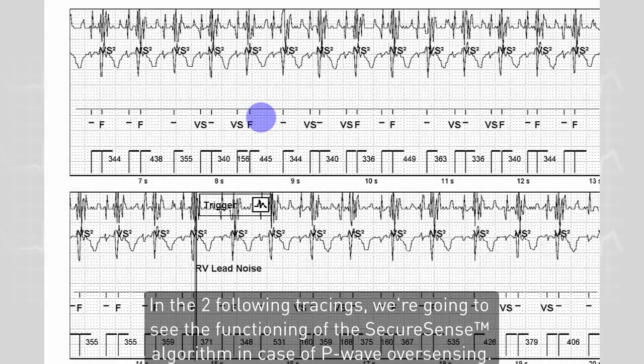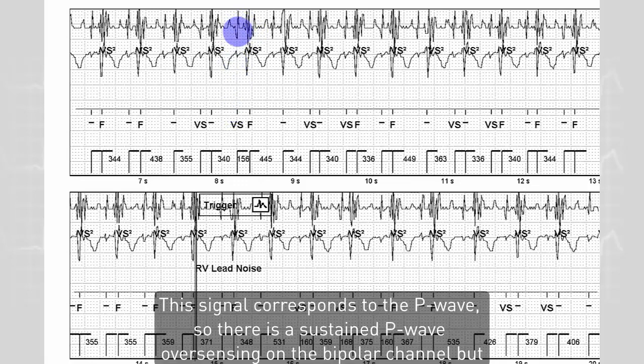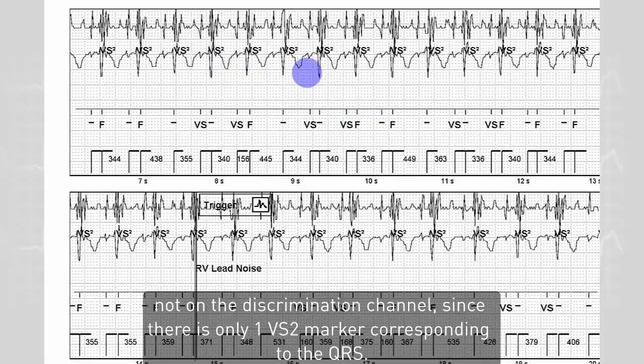In the two following tracings, we're going to see the functioning of the SecureSense algorithm in case of P-wave oversensing. In this first patient, you can see that there is oversensing on the bipolar channel of the signal preceding the QRS. This signal corresponds to the P-wave, so there is sustained P-wave oversensing on the bipolar channel, but not on the discrimination channel, since there is only one VS2 marker corresponding to the QRS.